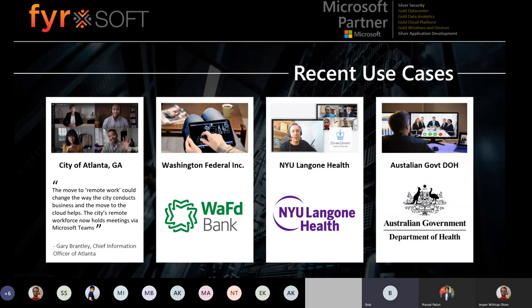WVD saw its usage triple during the last quarter. Teams is now up to 75 million daily active users. That's a 70% increase since March. So companies are adopting these technologies, and fast.